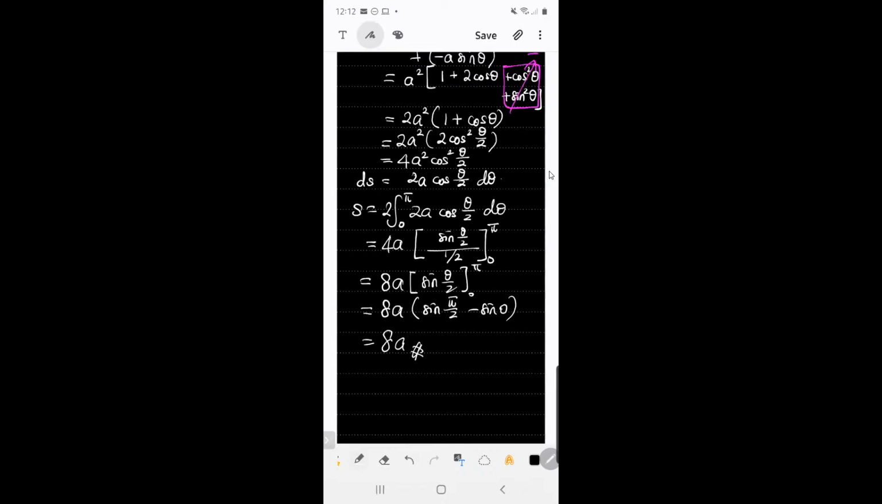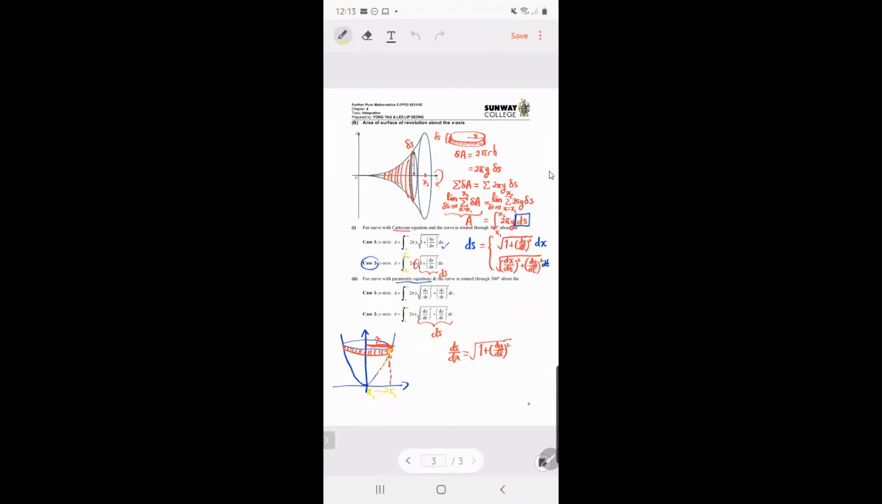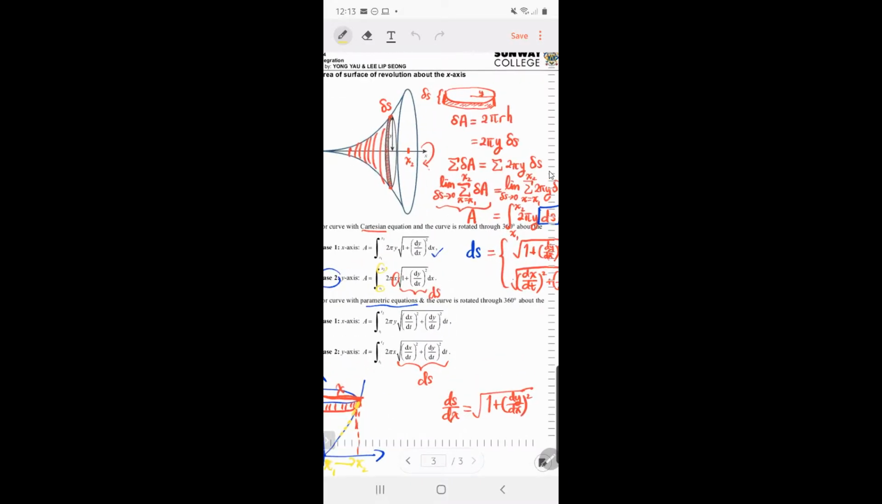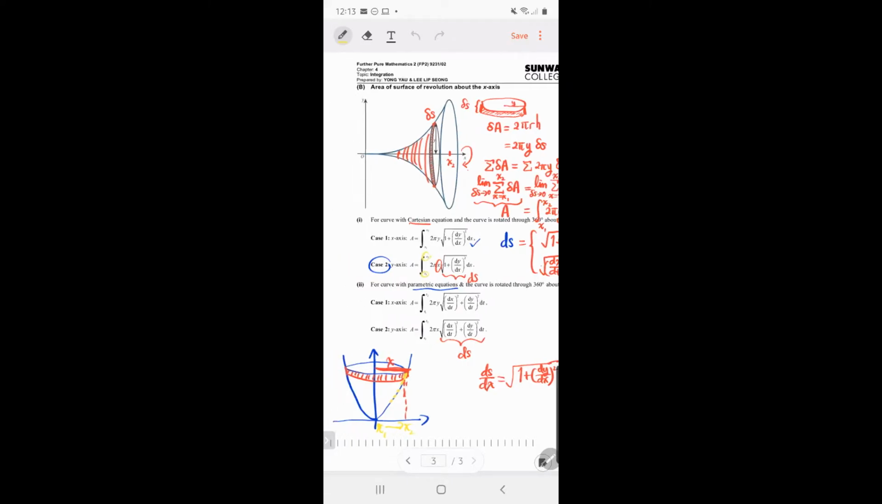Now, the next part that I would like to talk about is the surface area. So I sent you a file just now. The file is something like this. So we look at this diagram. The area of surface of revolution can be about the x-axis or about the y-axis. I will talk about the second case, about the y-axis, later, because the diagram that I show you here is a rotation of the curve about the x-axis.